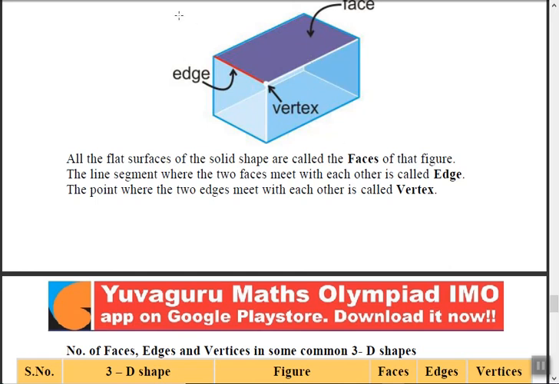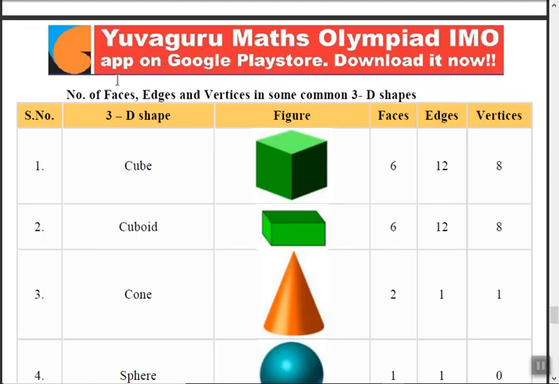How many edges will it have? No edge. How many vertices? No vertices, because it's a ball. The line segment where two faces meet each other is called an edge. The point where two edges meet each other is called a vertex. Right? See here, two faces meet, it's an edge. Two edges meet, it's a vertex. Right? See this, number of faces, vertices and edges for various figures.